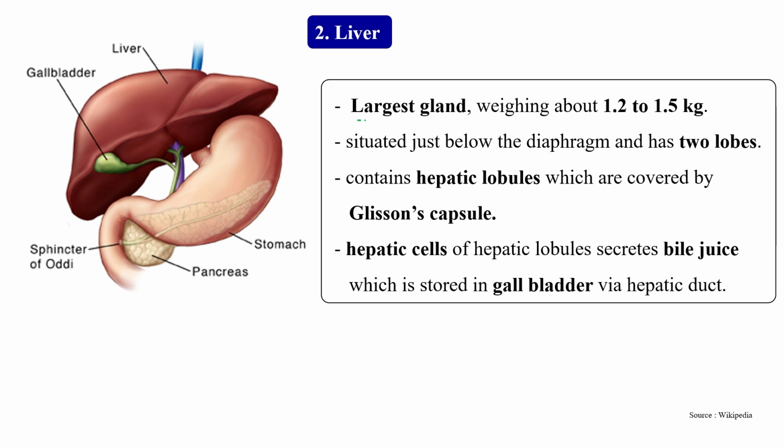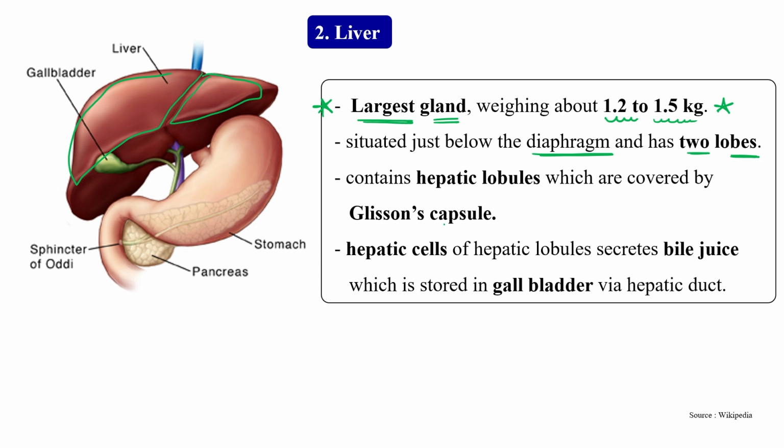Now, the second type of gland associated with the alimentary canal is the liver. The liver is also known as the largest gland present in our body. What is the weight of the liver? It is about 1.2 to 1.5 kg. This liver is situated just below the diaphragm. The diaphragm is the muscular structure present just below our lungs. The liver has 2 lobes, a bigger lobe and a smaller lobe.